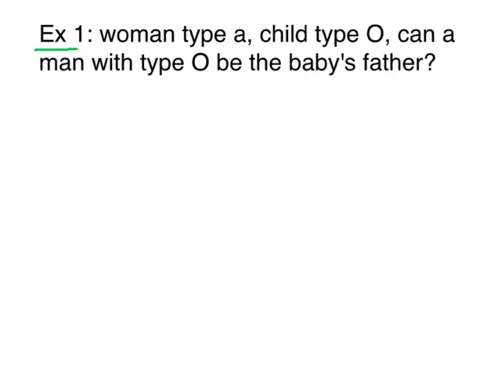Okay, so you've got a woman with type A. So we know she's type IA. Okay, for the moment, let's just skip the other part of her blood type. So she's got IA. We know that her child is type O, so her child is little i, little i. Now, if baby is little i, one of these little i's had to come from mama. So now we know mama's heterozygous. And we're asking, can a man with type O be the baby's father?